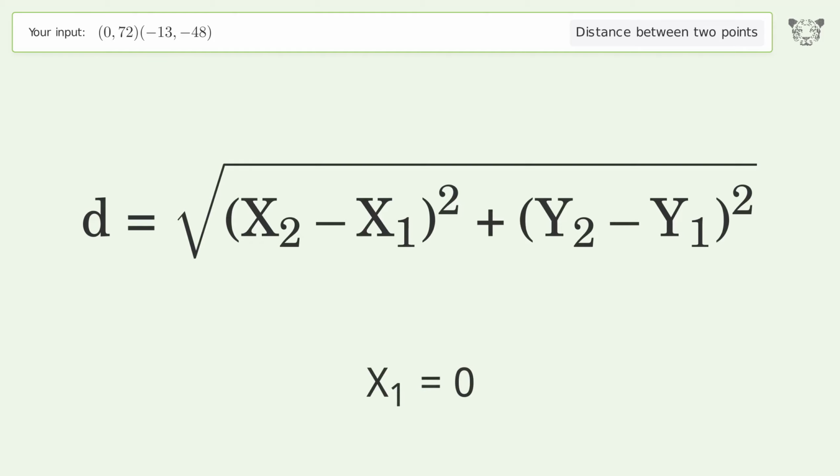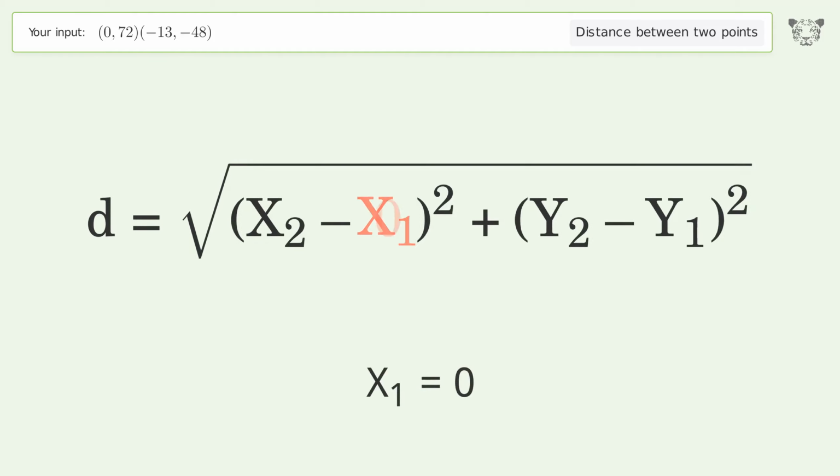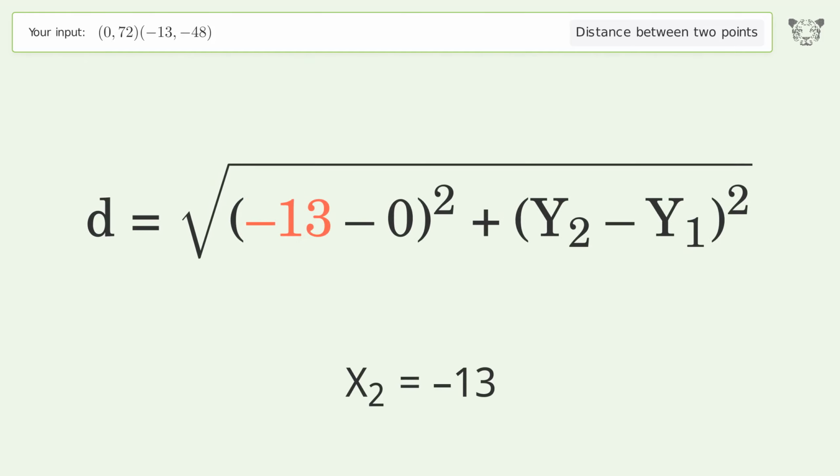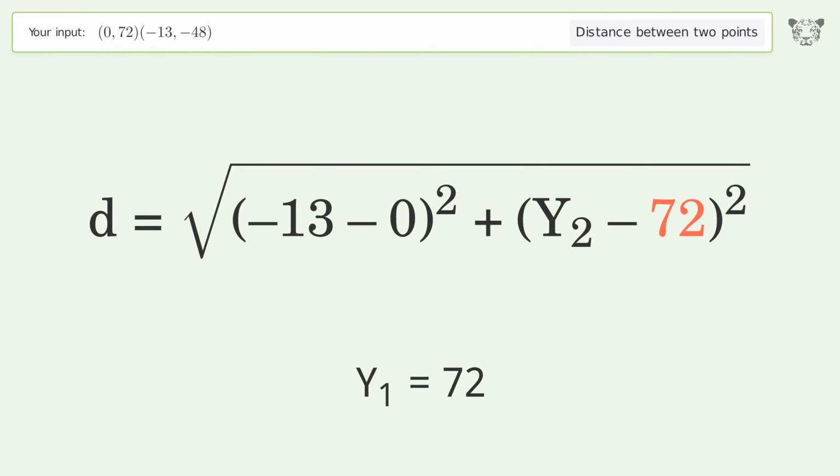x1 equals 0. x2 equals negative 13. y1 equals 72. y2 equals negative 48.